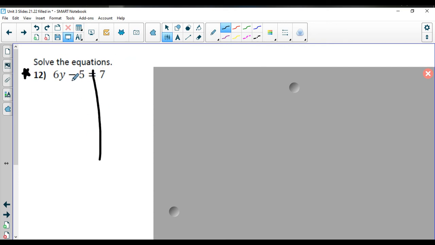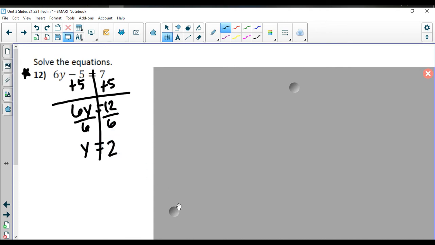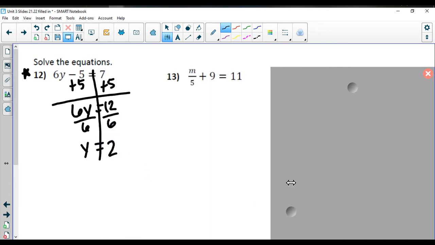For number 12, I'm going to go ahead and add 5 to both sides. That'll leave me with 6y is equal to 12. Dividing through by 6, I get y equals 2. Take a minute, go ahead and solve the two-step equation in number 13.